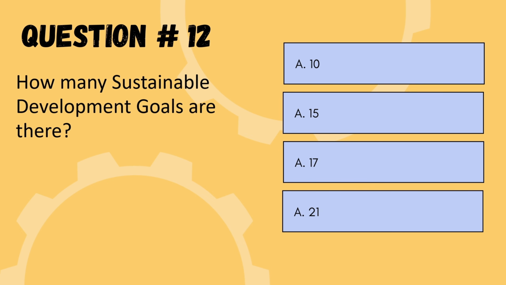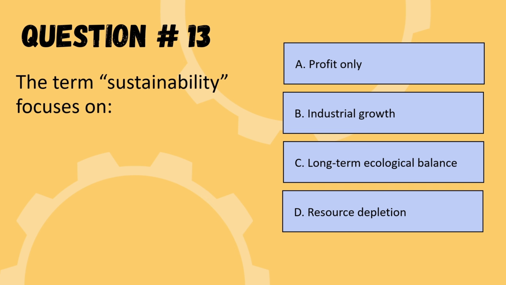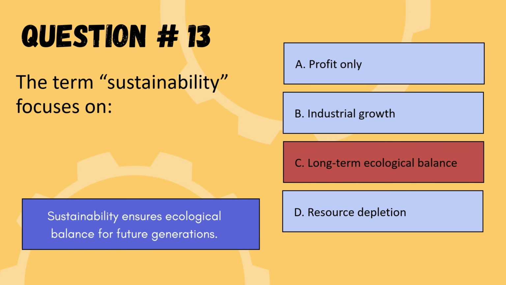How many Sustainable Development Goals are there? So from the options, your correct answer is option C, 17. So we are moving to the next question. The term sustainability focuses on profit only, industrial growth, long-term ecological balance, resource depletion. So your correct option is option C, long-term ecological balance. So we are moving to the next question.